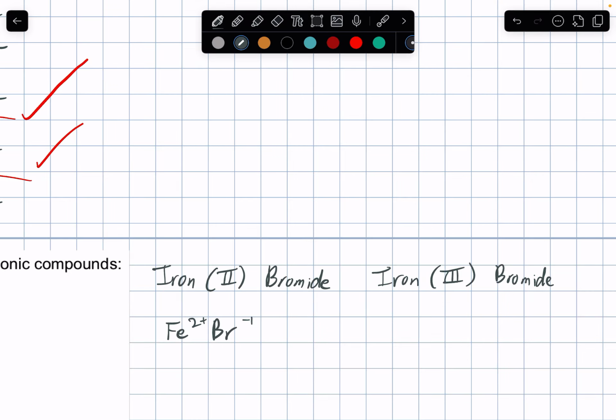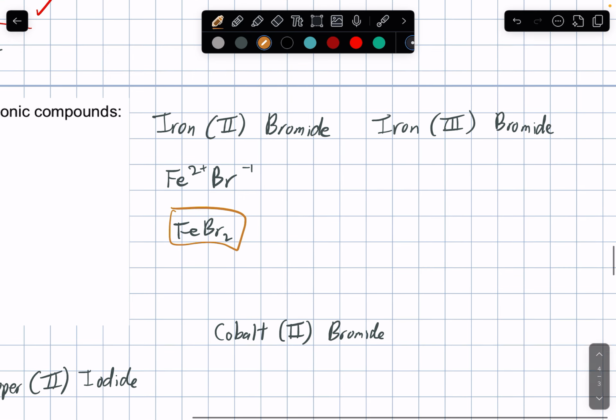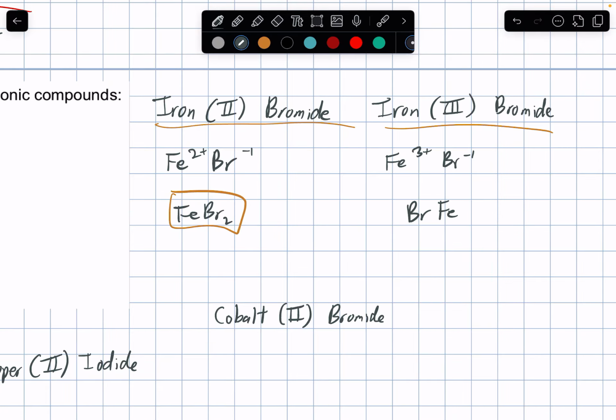Okay? So Fe1, Br2, or in other words, just FeBr2. So that's for number 1. For iron(III) bromide, on the other hand, that's basically just going to be Fe3+ and then Br -1. So FeBr3. That's it.